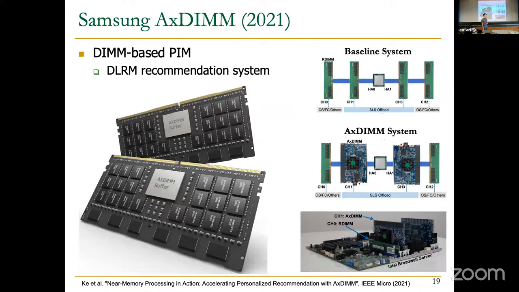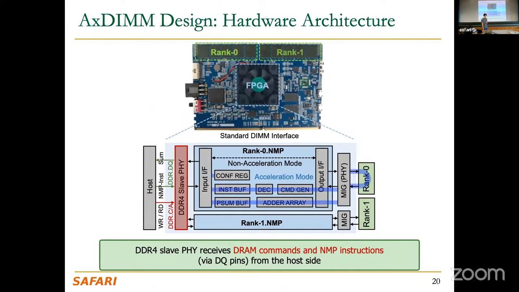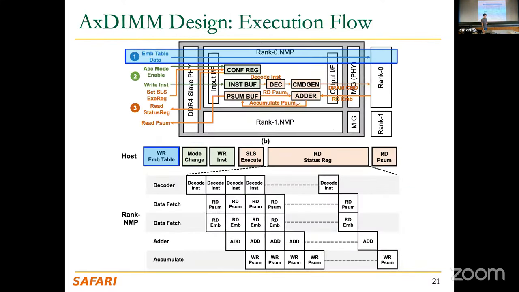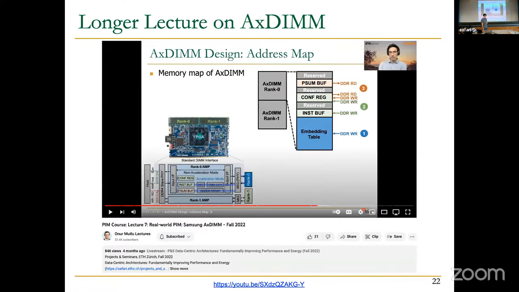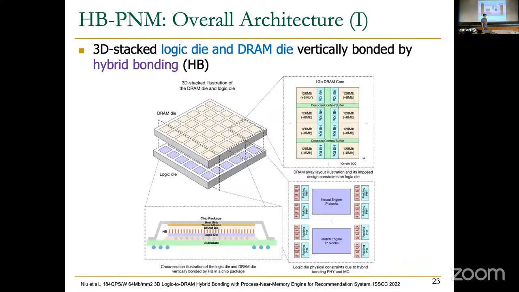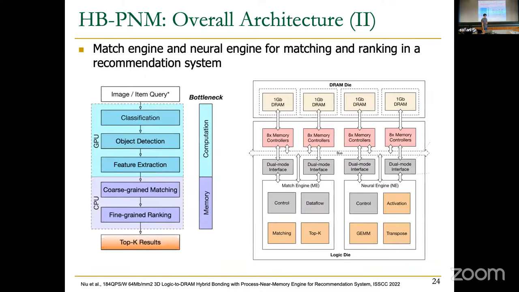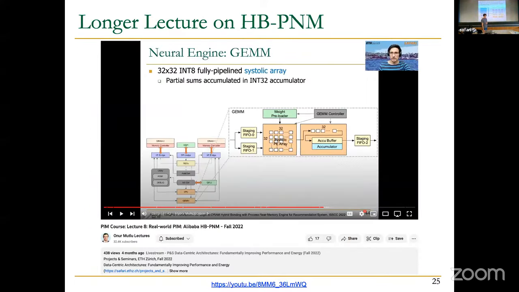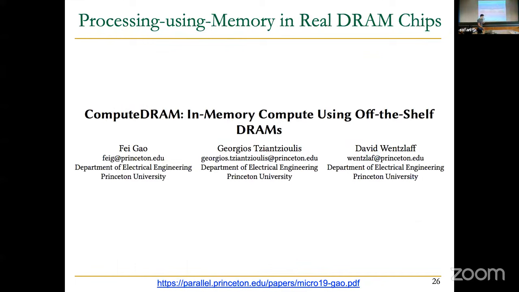Samsung AxDIMM is more configurable in the sense that you have an FPGA that you can program, for example, for recommendation models, but there are also other works, for databases for example, that have also been tested. You can also learn a little bit more about this one or this last one from Alibaba for recommendation systems, okay? But these are not the only real-world prototypes or real-world systems that we could use.